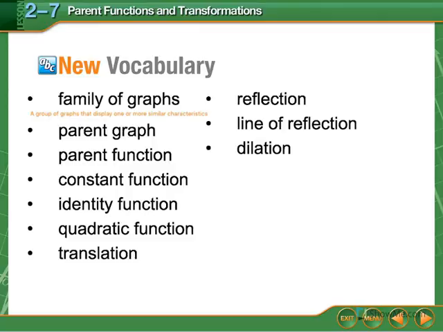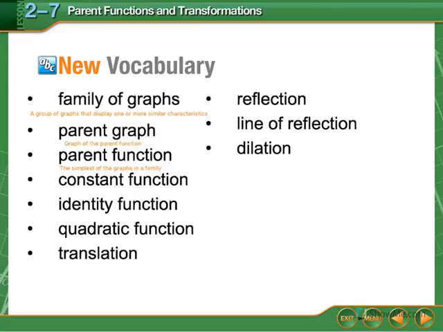The parent graph, which is the graph of the parent function, is the simplest of the graphs in a family, meaning the parent function is the absolute most basic function in that family. Constant function, identity function, and quadratic function are going to be on the next slide.